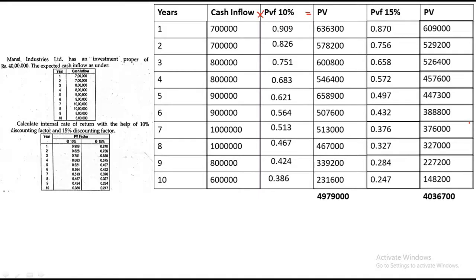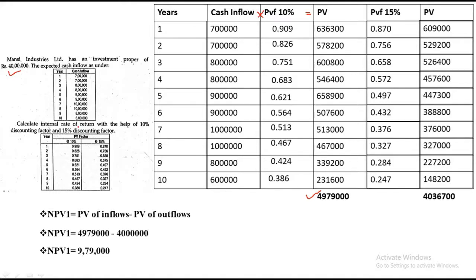Okay. Once we get the total, now let us find the net present value, also known as NPV. So let us find the NPV1. The NPV1 formula will be PV of inflow, which is 49 lakh 79,000, minus PV of outflow. Outflow is already given in the question, that was 40 lakhs. So 49,79,000 minus 40 lakh, you will get NPV of 9 lakh 79,000.